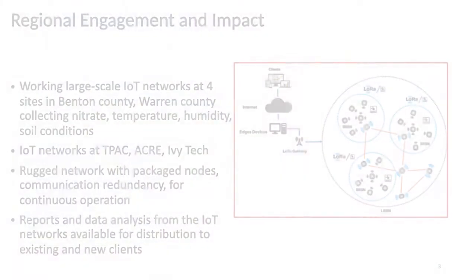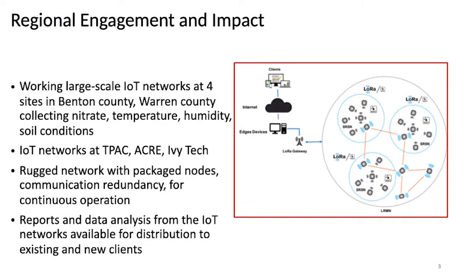In the 10-county region around here, we've been able to go out and deploy large-scale IoT networks. Currently there are 4 sites in Benton County and Warren County, which are collecting nitrate data, soil humidity data, and temperature data. In addition, we also have IoT networks deployed in Purdue's experimental farms, TPAC and ACRE, as well as in Ivy Tech. So we have an operational IoT network which brings together the state of the art in all of those 4 pieces that I talked about earlier, but now in operational environments.